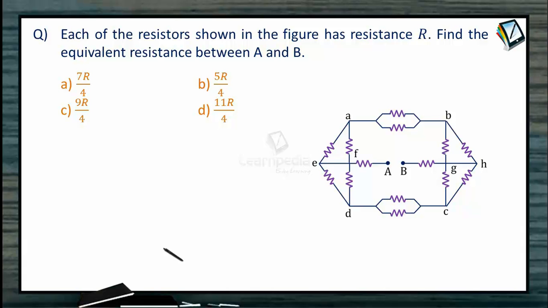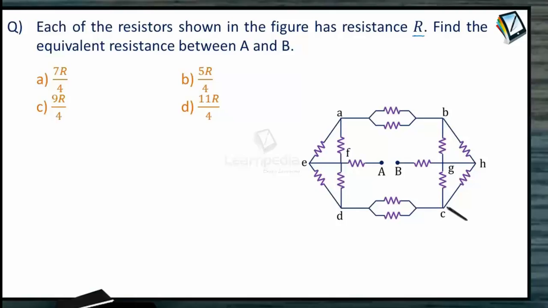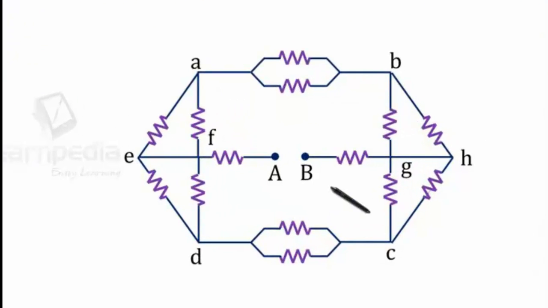Each of the resistors shown in the figure has a resistance R. Find the equivalent resistance between A and B. As you can see in this diagram, it is very symmetric in nature, and in such a situation sometimes the current distribution method makes it easier to solve the equivalent resistance. So let me show you how to use this method of current distribution.